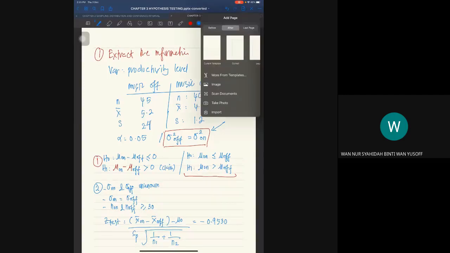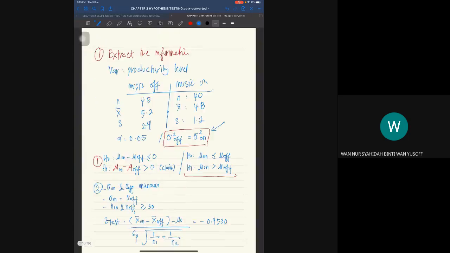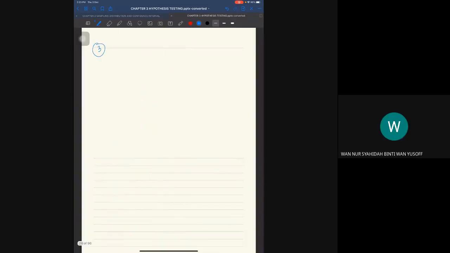And then step 3. The type of your statistical hypothesis, one tail or two tail? One tail, and it is the right tail.